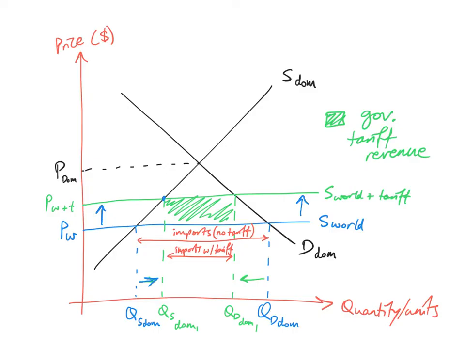So domestic demand falls from QD dom to QD dom 1, and suddenly the difference, which is the imports with the tariff, also decreases. There's a decrease in imports because domestic supply has increased and domestic quantity demanded has decreased. Now this green box over here, shaded in green, that's the government tax or tariff revenue. Remember, a tariff is a tax on imported goods or services.